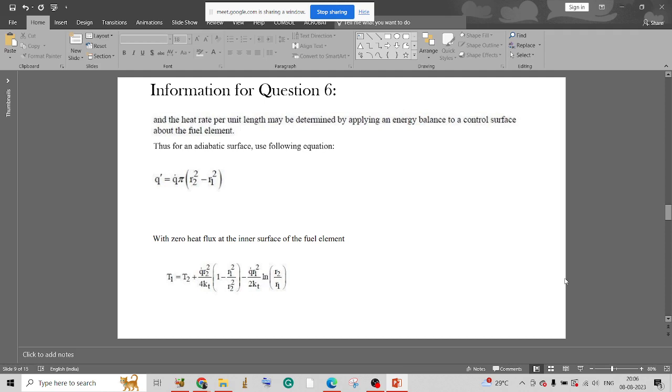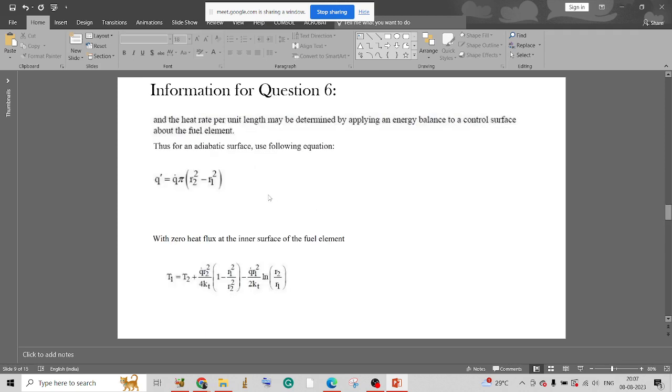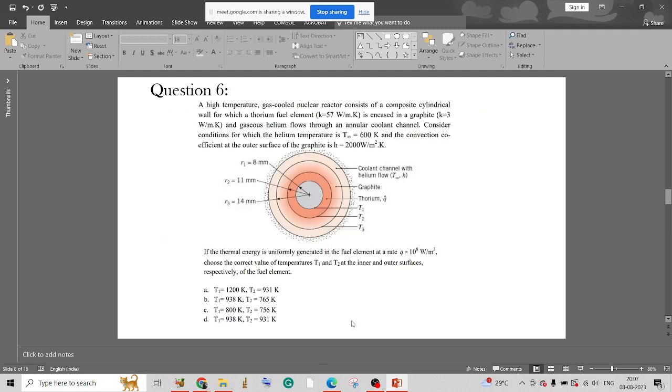Okay, let me explain this a bit. The heat per unit length may be determined by applying an energy balance to the control surface of the fuel element. Fuel element means the thorium part, where the heat is being generated. If we consider the inner surface as an adiabatic surface, we can use the following equation, where q dot is the heat generated in that thorium element. This can be used in your equation. What is q dash? q dash is the heat flux that is going out from this thorium element to the outside layer.